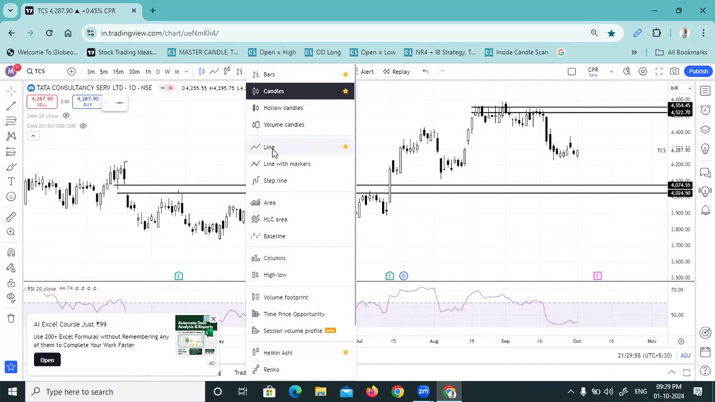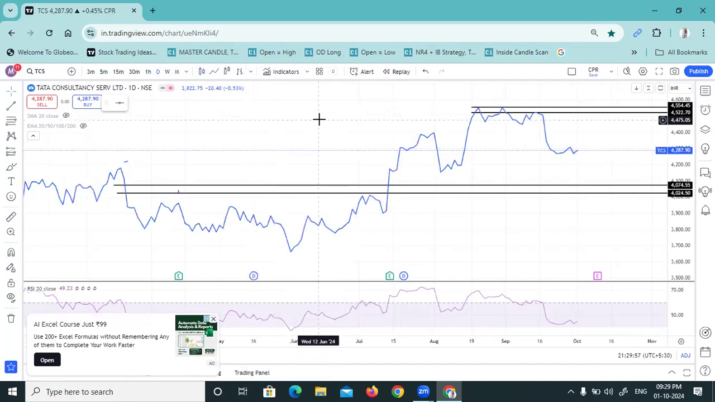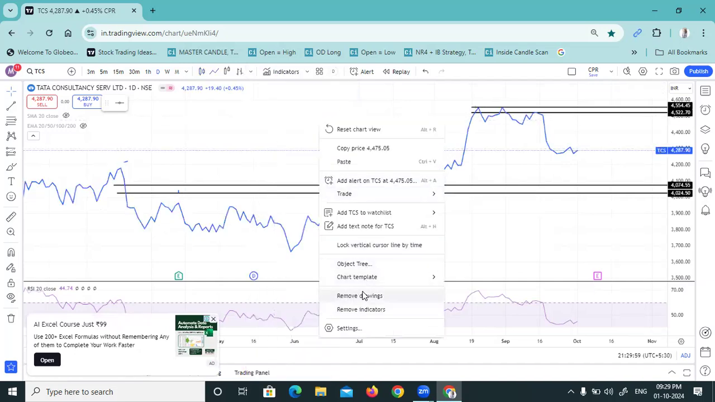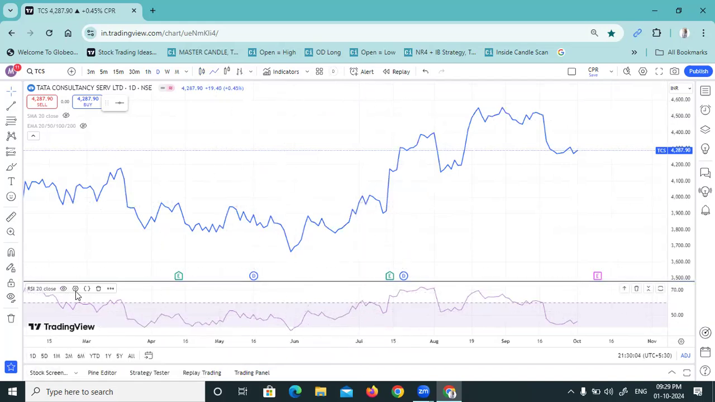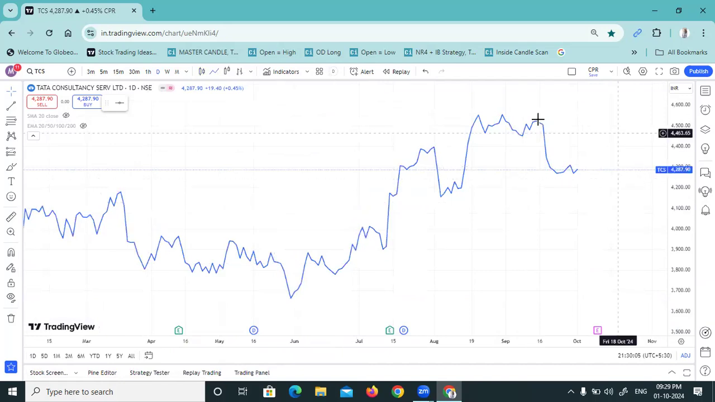So let me open the line graph for TCS. Click on line, and here you will see the line graph. So how is a line graph plotted? A line graph is plotted by just connecting the closing prices of each and every trading session. Right. Next, I will switch to bar chart.